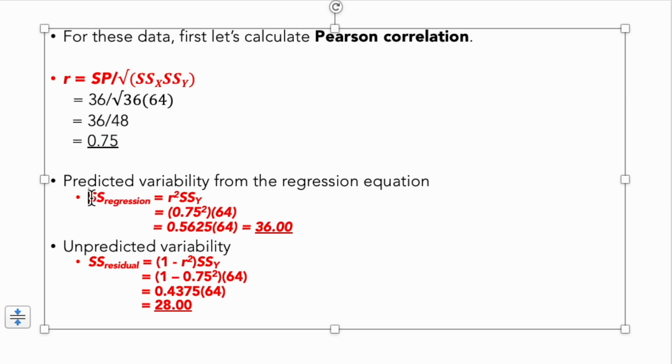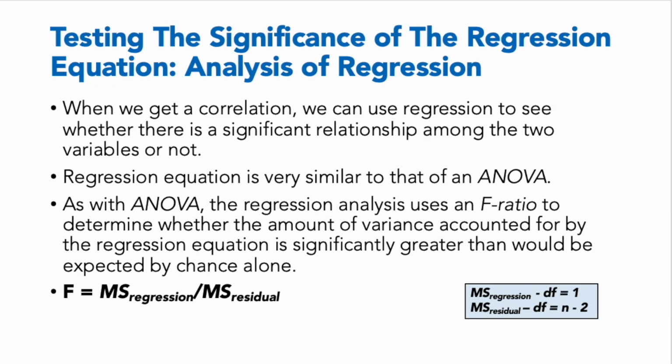Now let's calculate the predicted variability, that's the SS regression, and unpredicted variability, that's SS residual. SS regression is r squared times sum of squares y. So the answer is going to be 36. SS residual is 1 minus r squared times SSY, the answer is going to be 28. Now once you have all of this, you can actually go ahead and do your final calculation.